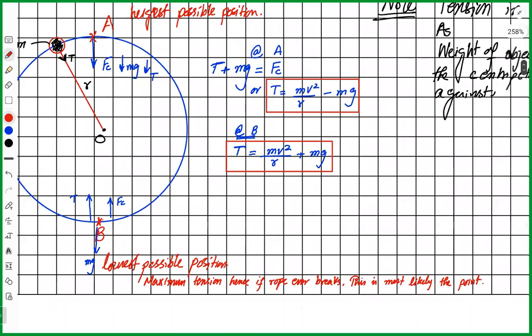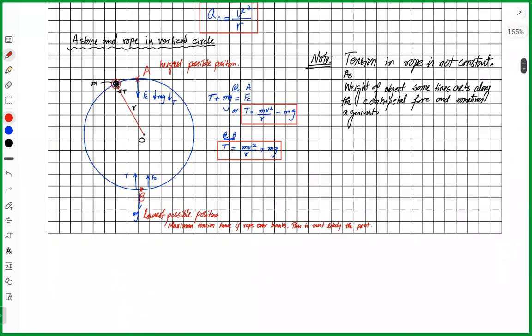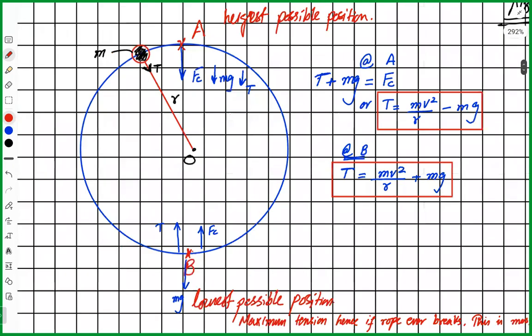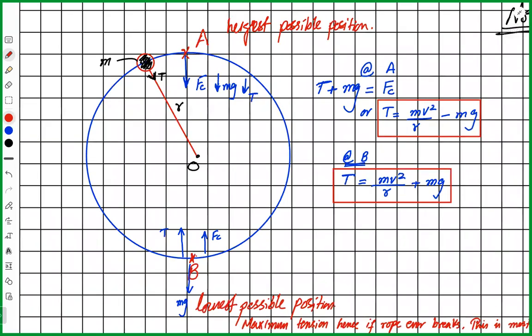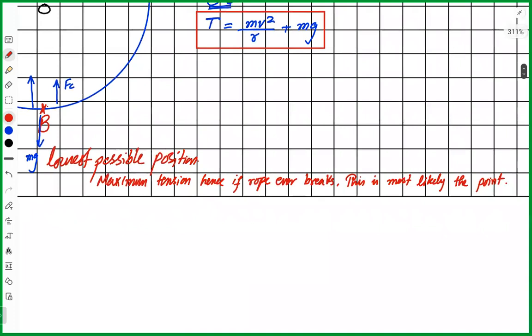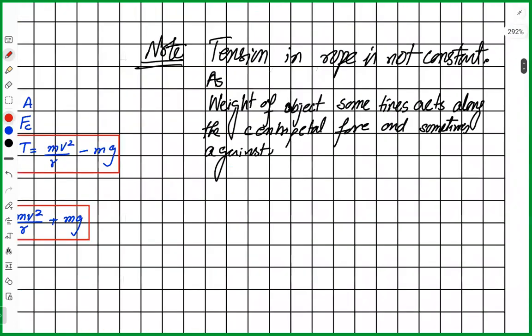Sir, could you go to the note, please? Could I go to what? The note on the right. Okay, this one. Lowest possible position, maximum tension. Hence, if rope ever breaks, this is most likely the point. No, sir, the one on top. Okay, this one. Yeah.